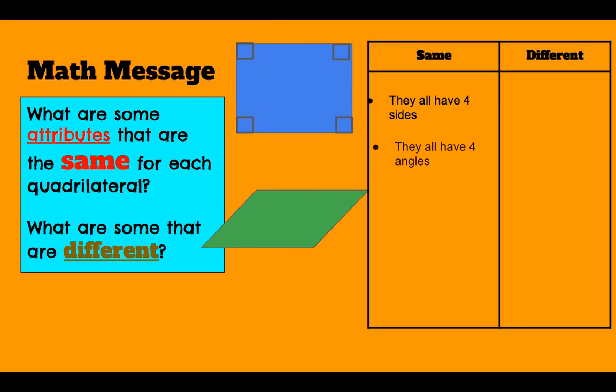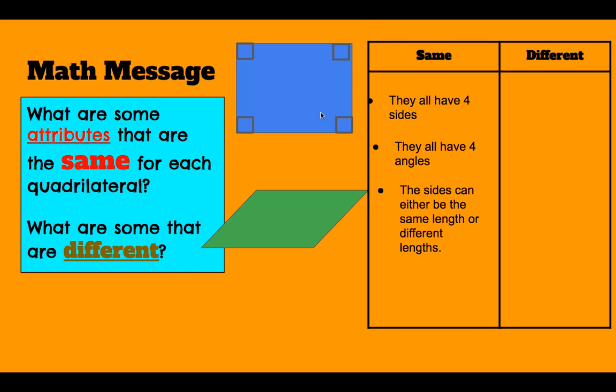Next, they all have four angles, and again, the blue shape has four right angles. That's one angle there, second angle, third angle, fourth angle. The green shape has also four angles here. So we have an angle there, an angle here, an angle there, and an angle there. So again, that's something they have in common. They both have four angles.